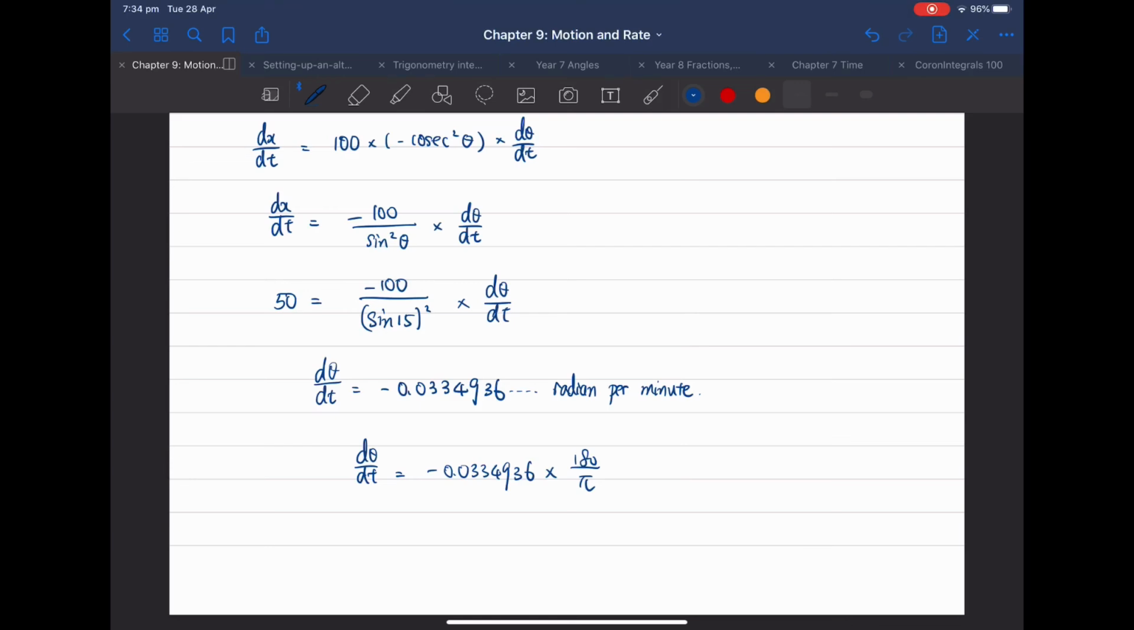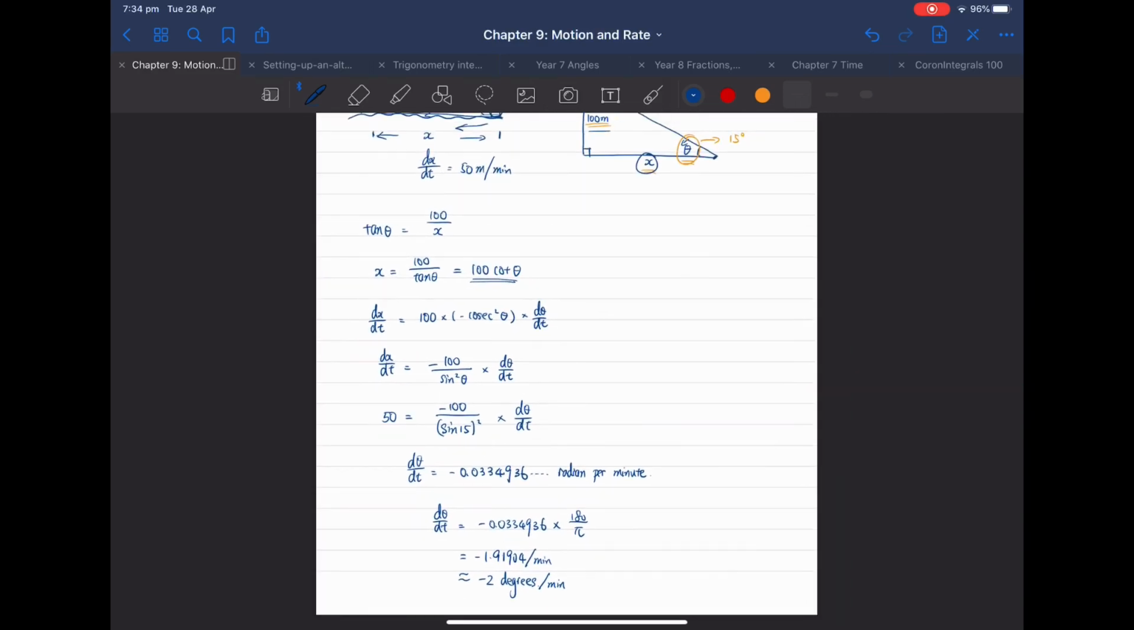Okay, so the answer here is minus 1.91904. That's roughly equal to negative 2 degrees. So therefore, the angle of depression is changing 2 degrees per minute. Okay, so that's how we do this question here.